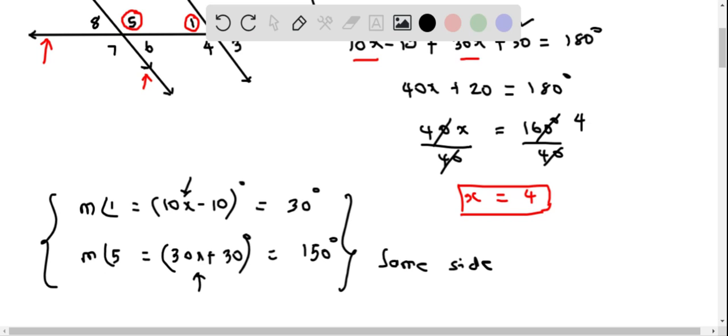and the theorem is the same side interior angles theorem. So we select this option, which gives these two answers, that is the same side interior angles theorem, and the angles 1 and 5 are given as 30 and 150 degrees. So we have to choose the first option as the answer for this question.